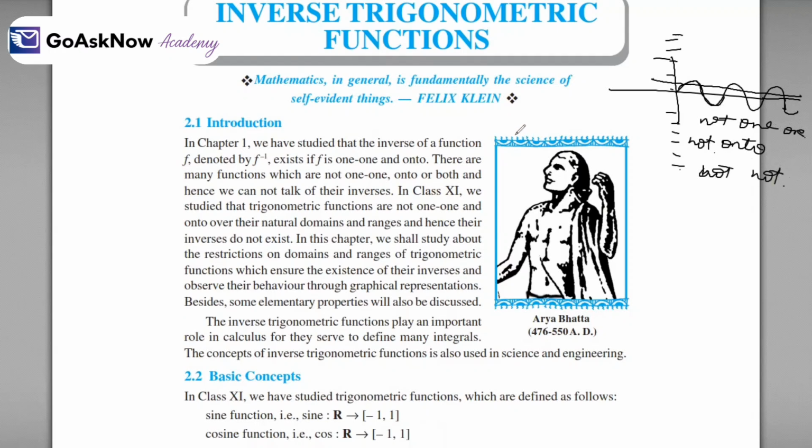So we will see how we can find the inverse of a trigonometric function. If we define the function on a specific interval, then we can find the inverse of that function in that interval. The trigonometric function should be one-one and onto in that interval. We will see that. Let's move on and see what the next thing is.